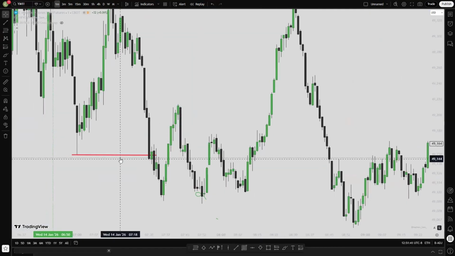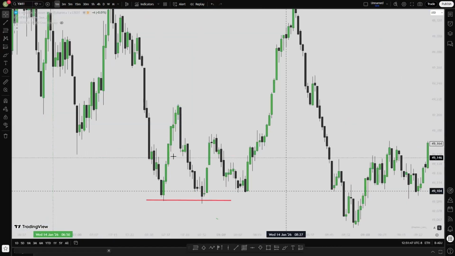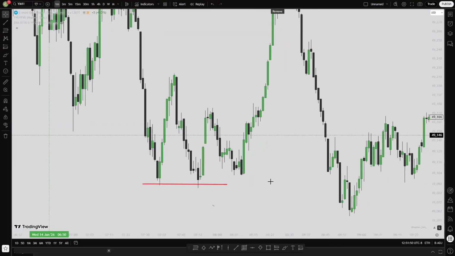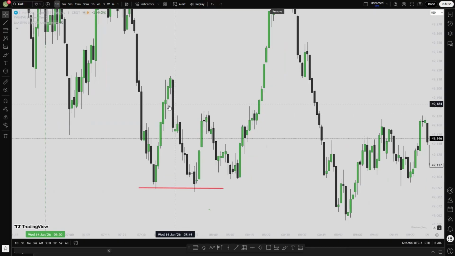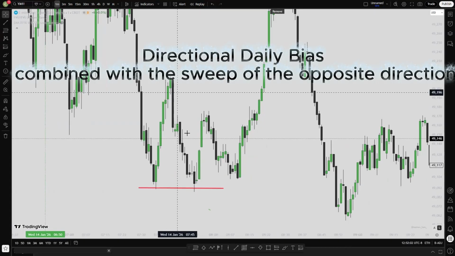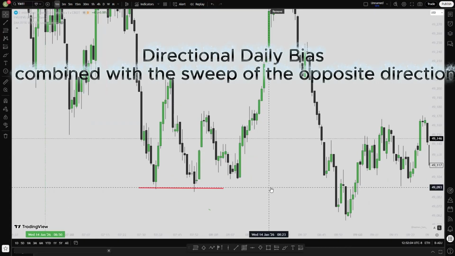We can now enter, because it swept these lows right here, we can now enter another position. Now, this is your last shot, so you got to make sure, and you have to have a bias, which we're going to do today. We're going to go over how you calculate this bias. I don't just randomly on sweeps like this try to get in, okay?